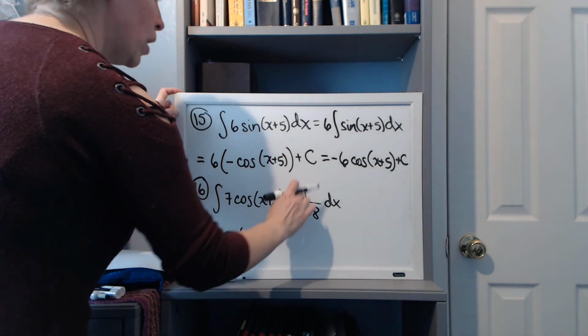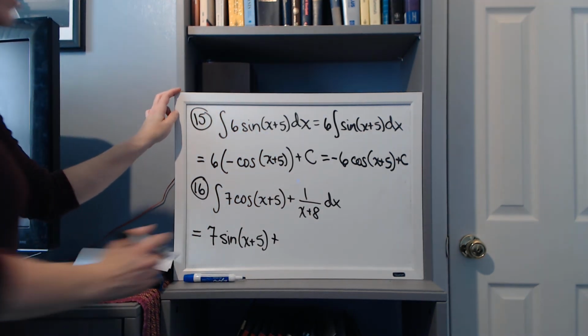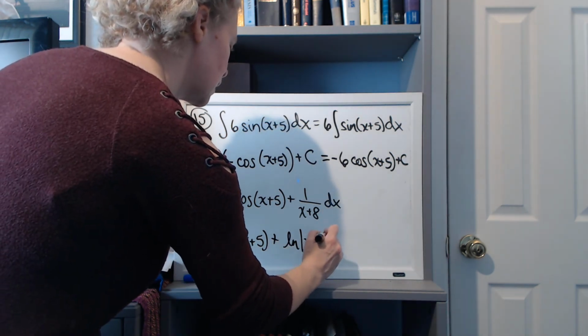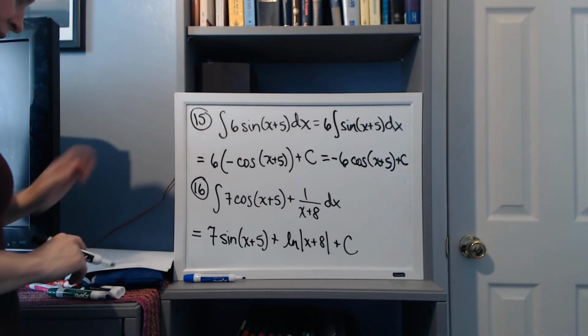And then the 1 over, that is going to be a natural log. So we're going to have plus the natural log of absolute value of x plus 8 plus c. All right.